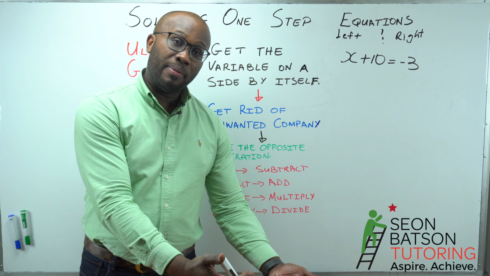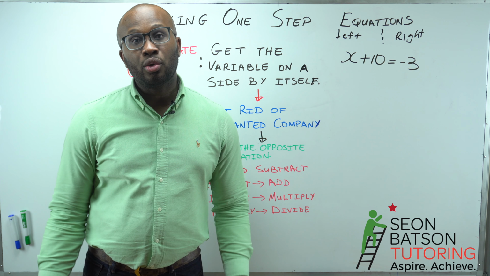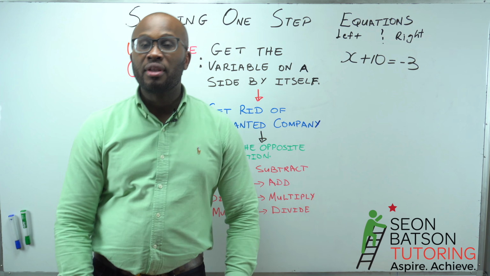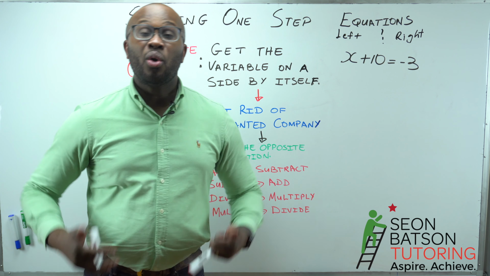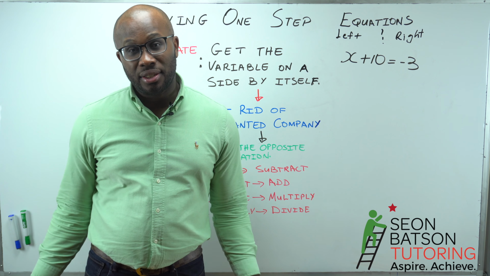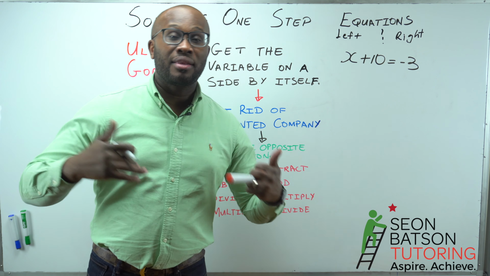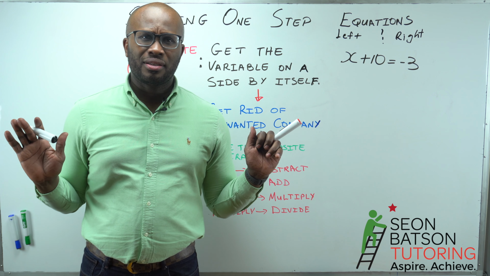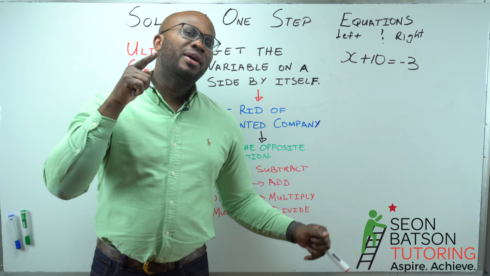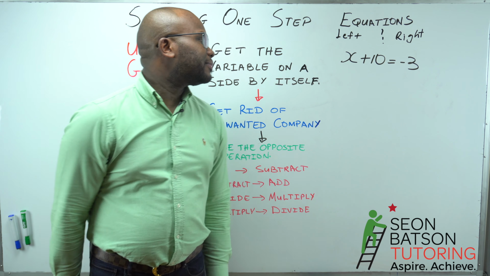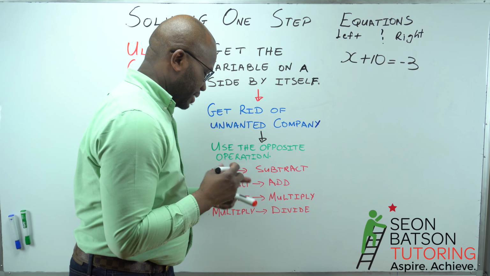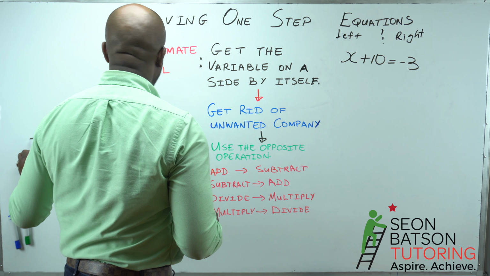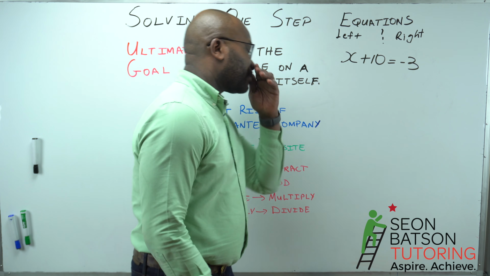To get the variable by itself, you'll have to get rid of an unwanted company. To get rid of the unwanted company, we will have to use the opposite operation. Whatever the opposite operation is, you must perform that operation on both sides of the equation. Very simple process, very simple. Pause the video, give it a try, and come back. All right, welcome back. Let's see if we get the same answer. I believe in you, so I'm positive that we got the same answer.